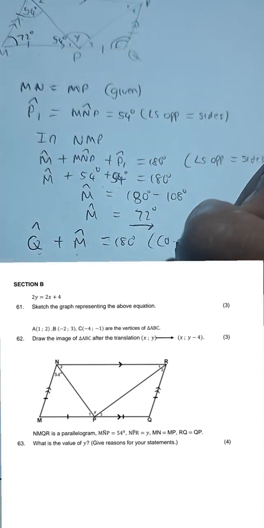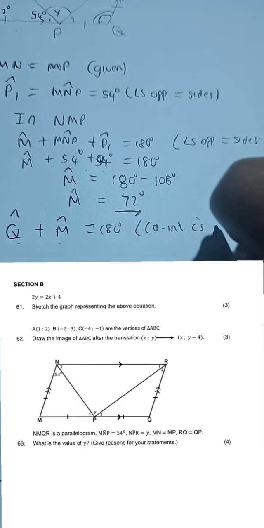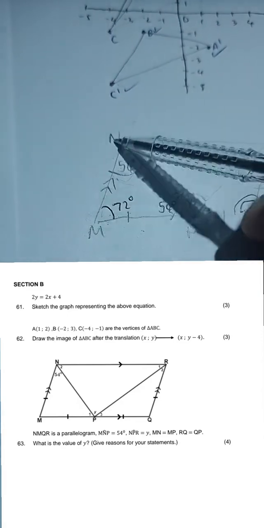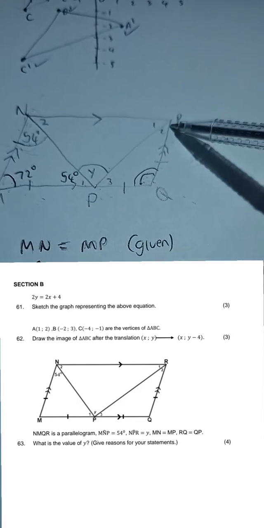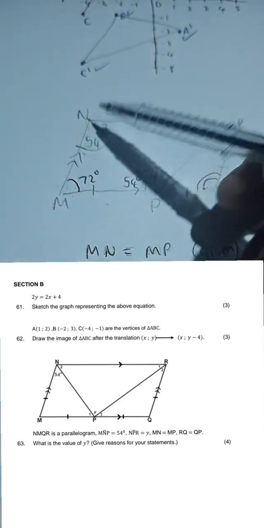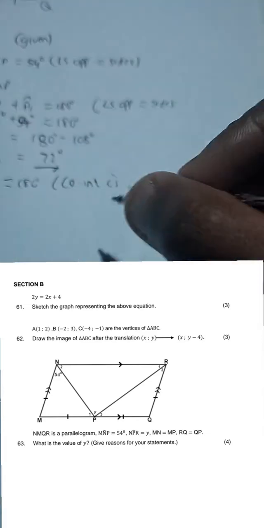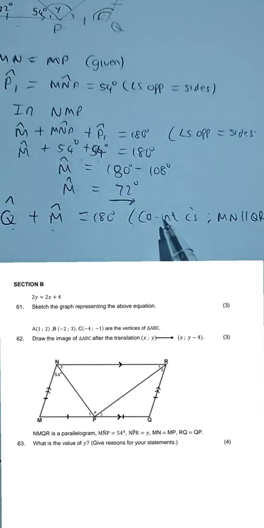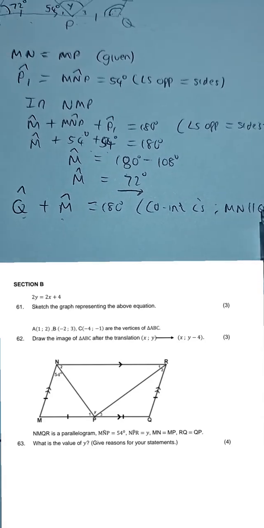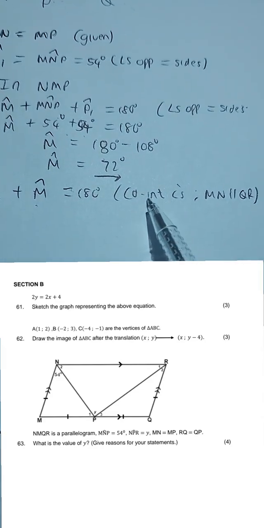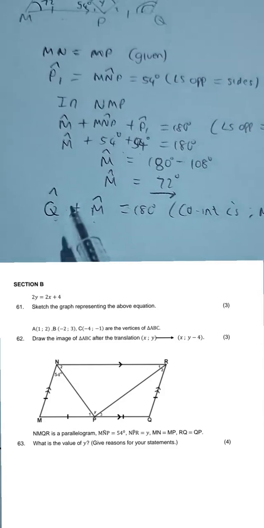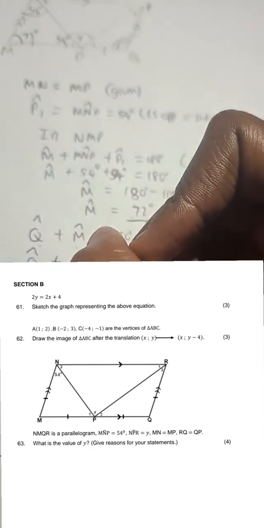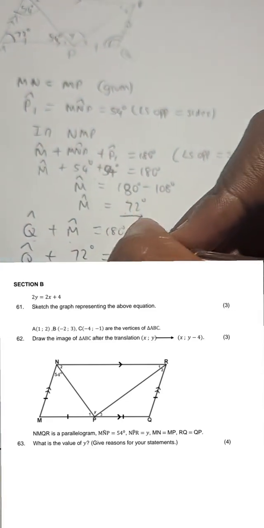And the reason we say co-interior angles, we state the lines that are parallel. MN is parallel to QR. We don't ever forget to write the parallel lines when we are saying co-interior angles. Please, guys. Angle Q, we don't know. Angle M, we just found it's 72 degrees.